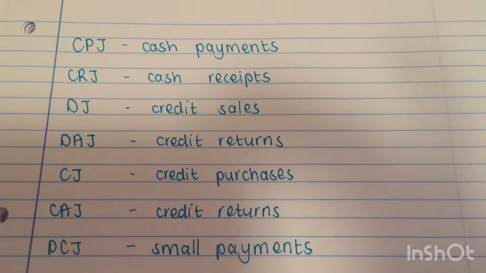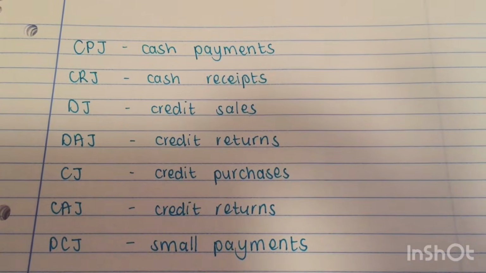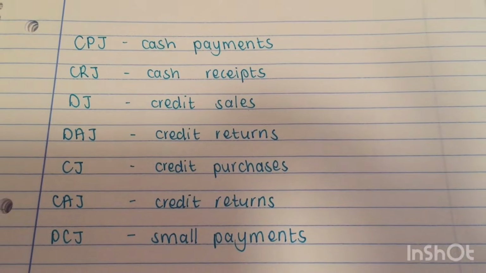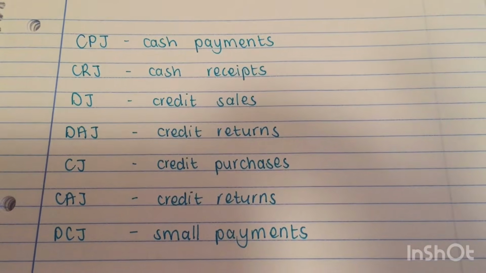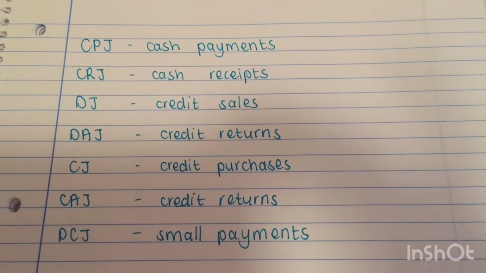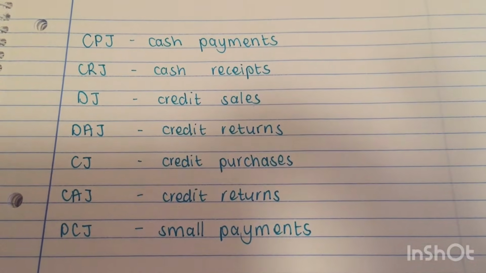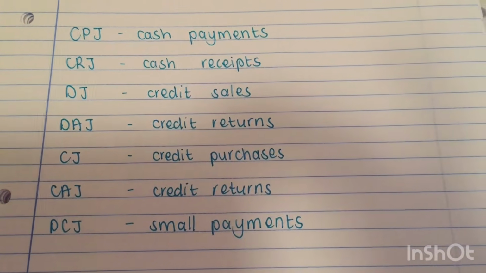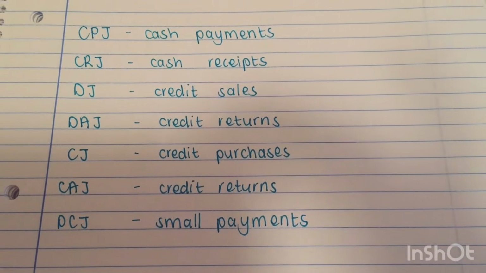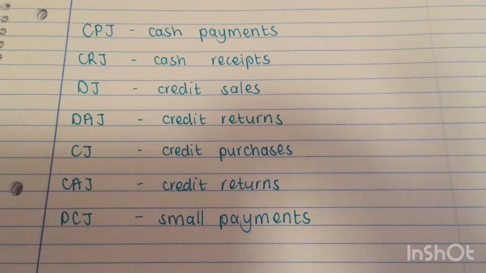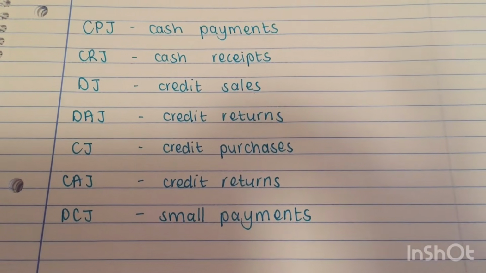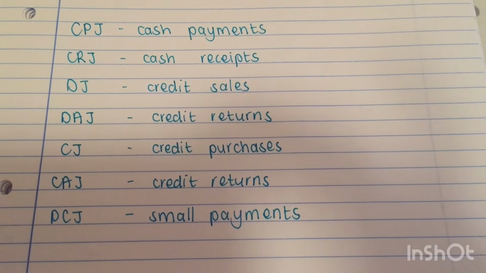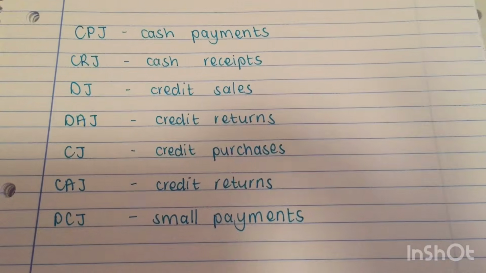So just to recap, these are the journals we've done. CPJ for cash payments, CRJ for cash receipts, DJ for credit sales, DAJ for credit returns by a debtor, CJ for credit purchases, and CAJ for credit returns to a creditor, and then the PCJ for small payments. So now we're going to look at 6 different types of transactions. It's not a payment, it's not a cash receipt, it's not a credit sale, it's not a credit return, it's not a credit purchase. So we can't enter them in any of these journals, therefore general journal.